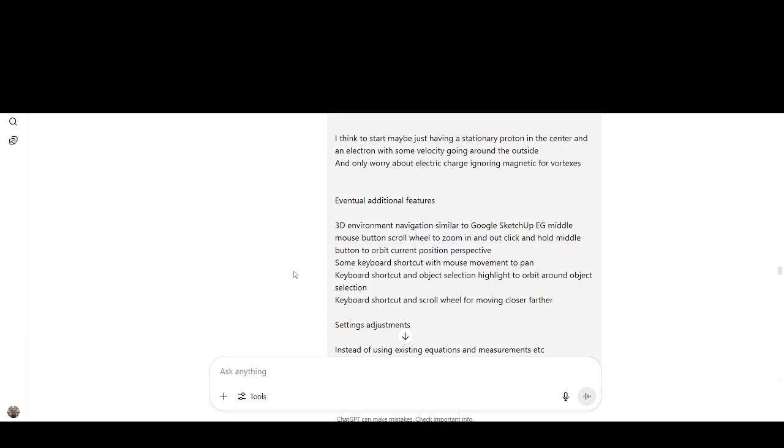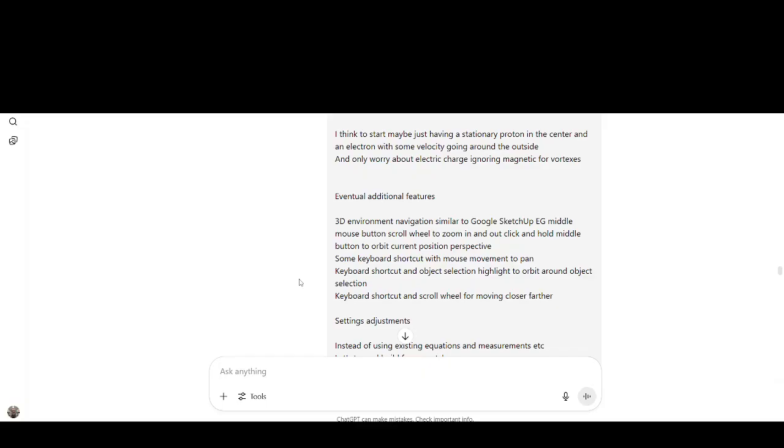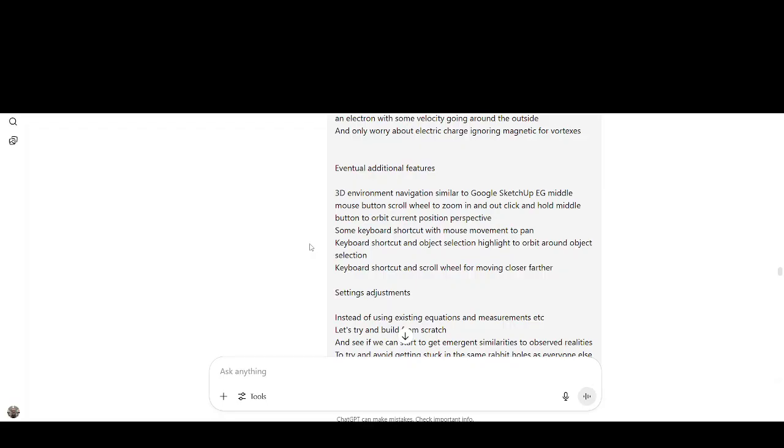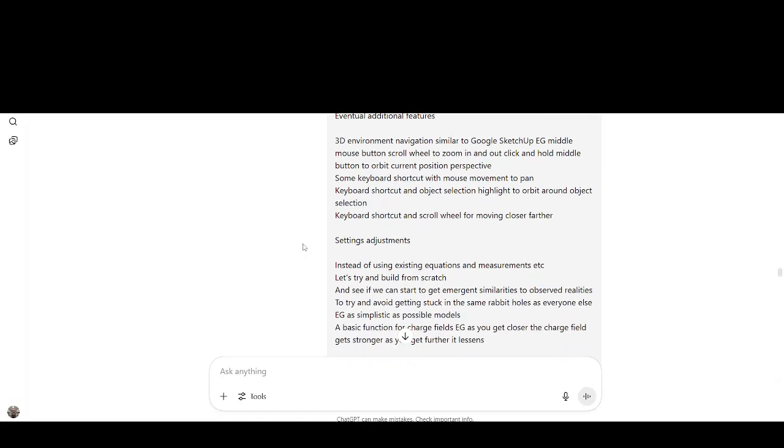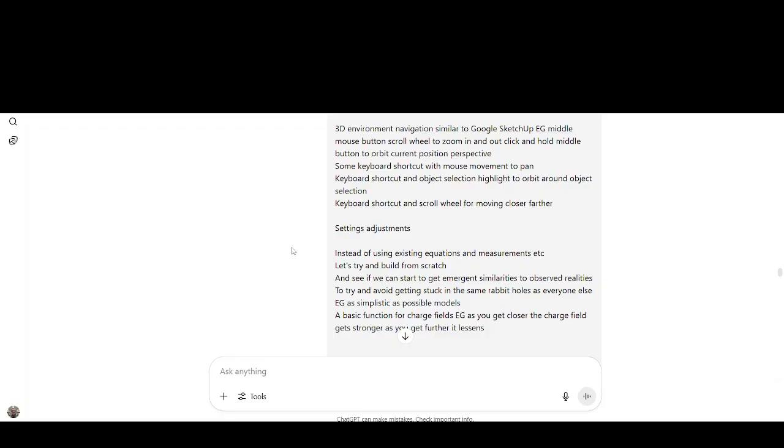I think to start, maybe just having a stationary proton in the center and an electron with some velocity going around the outside, and only worry about electric charge, ignoring magnetic vortexes. Eventually, additional features: 3D environment navigation similar to Google SketchUp, e.g. middle mouse button scroll wheel to zoom in and out, click and hold middle button to orbit current position perspective, some keyboard shortcut with mouse movement to pan.